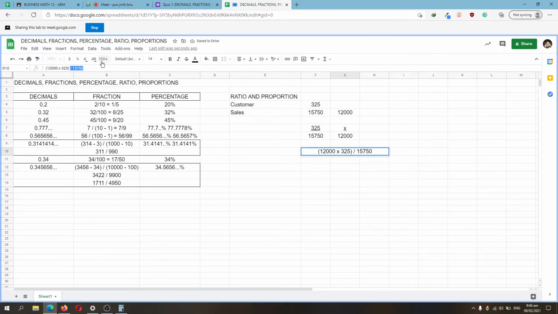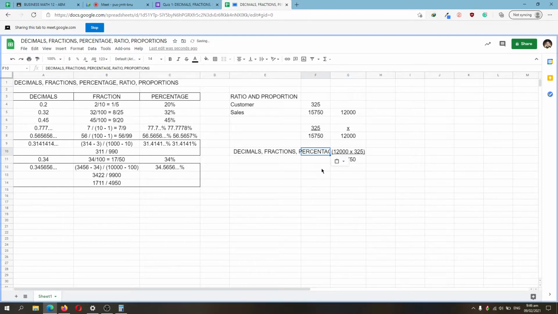So, ilagay na lang natin as denominator. So, divided by 15,750. So, ano sagot natin dito? So, that is equivalent to 12,000 multiplied by 325 divided by 15,750. Ano sagot natin?